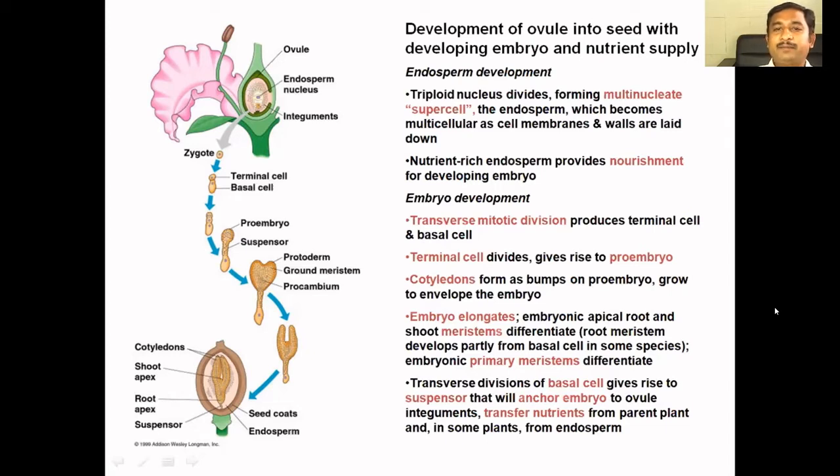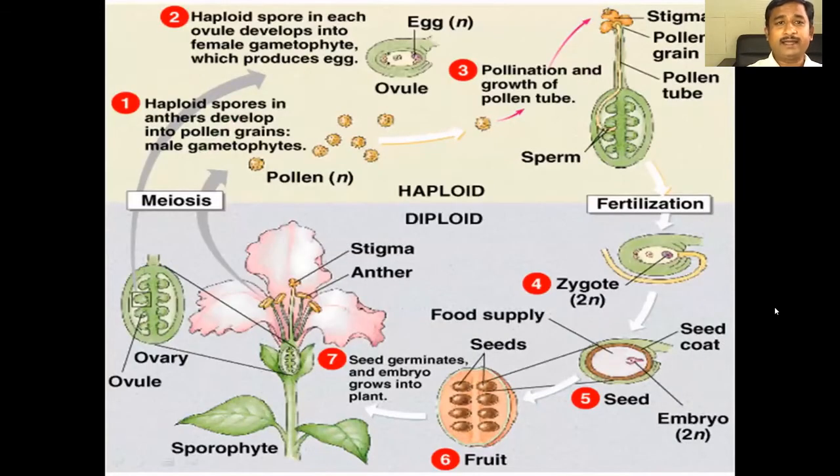Please remember this endosperm is what we eat from the seed. The major part of the seed is endosperm. Endosperm is the nourishment for the embryo, and this nutrient-rich endosperm is eaten by humans. Coming to this slide, these are the haploid spores, the anthers, and pollen grains in nature, and then they fall on the stigma.